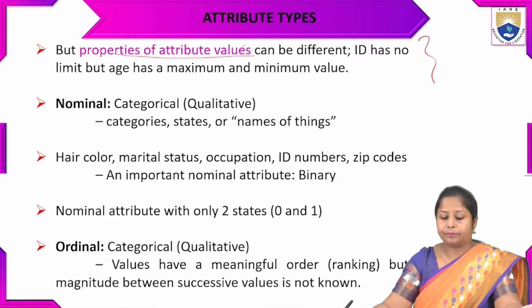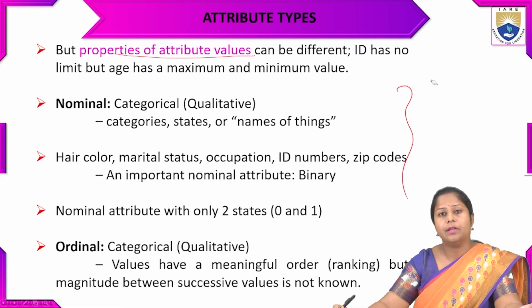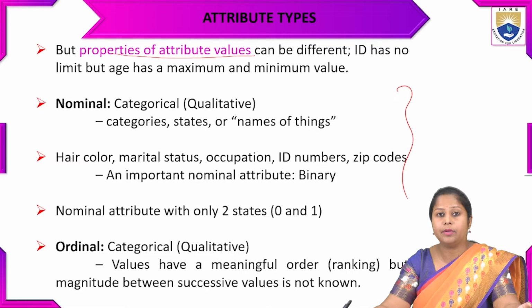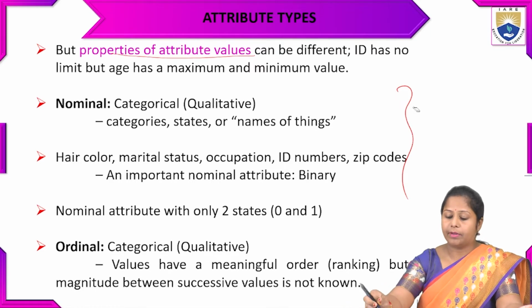Now we will look at attribute types. How many types of attributes are there? There are four types of attributes in a database: nominal, ordinal, and so on. One by one we will see.